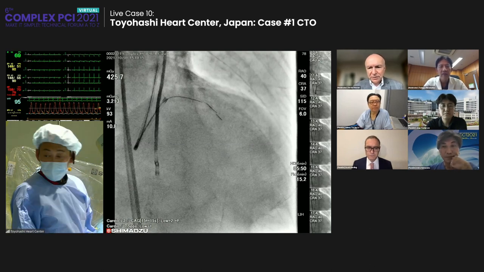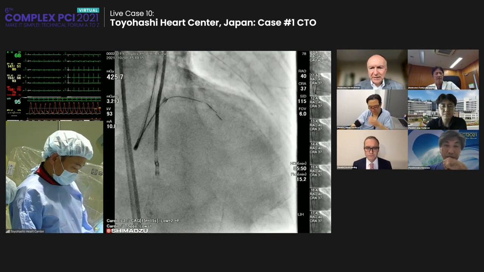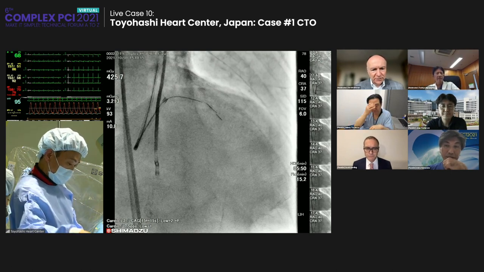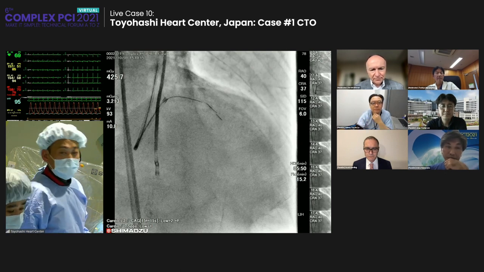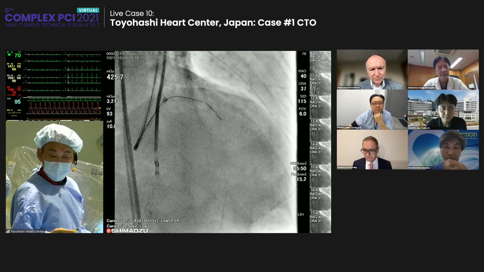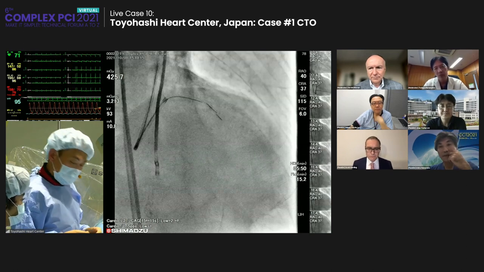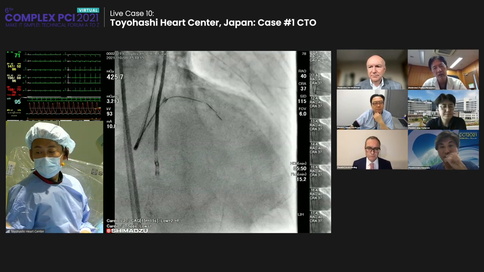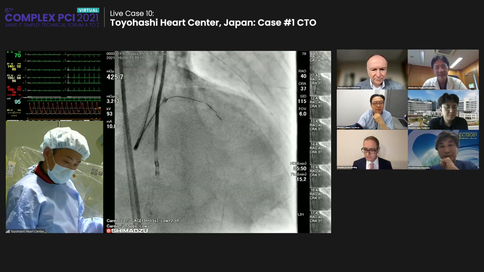Now you switched to a soft wire, and you certainly want to engage the diagonal branch with wires. Yes, of course. After checking the IVUS, I want to understand the morphology of the bifurcation site. The IVUS will be very interesting.